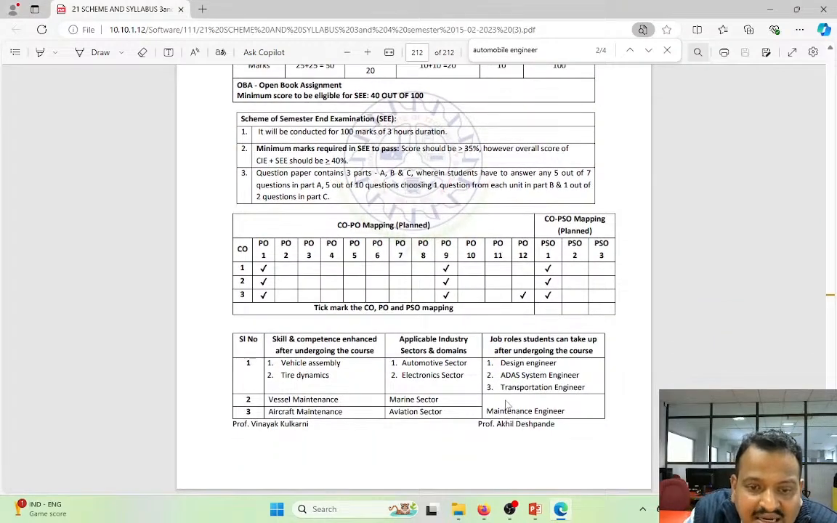Skill and competence enhanced after undergoing this course: you will have vehicle assembly, tire dynamics, vehicle maintenance, aircraft maintenance, you can go with this. Applicable industry sectors and domains, you can go in automotive sector, electronics sector of automobile, marine sector and aviation sector. Job roles the students can take up after undergoing this course are design engineer, ADAS system engineer, transportation engineer and maintenance engineer.